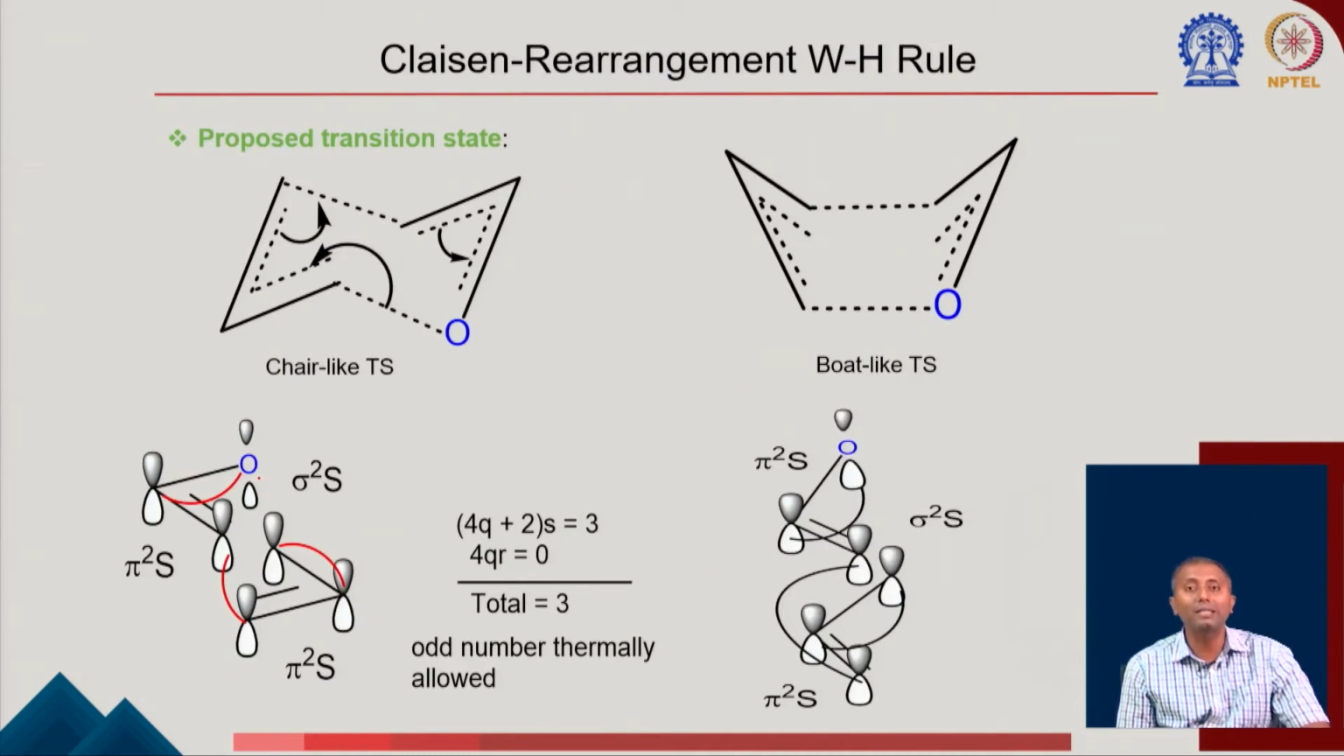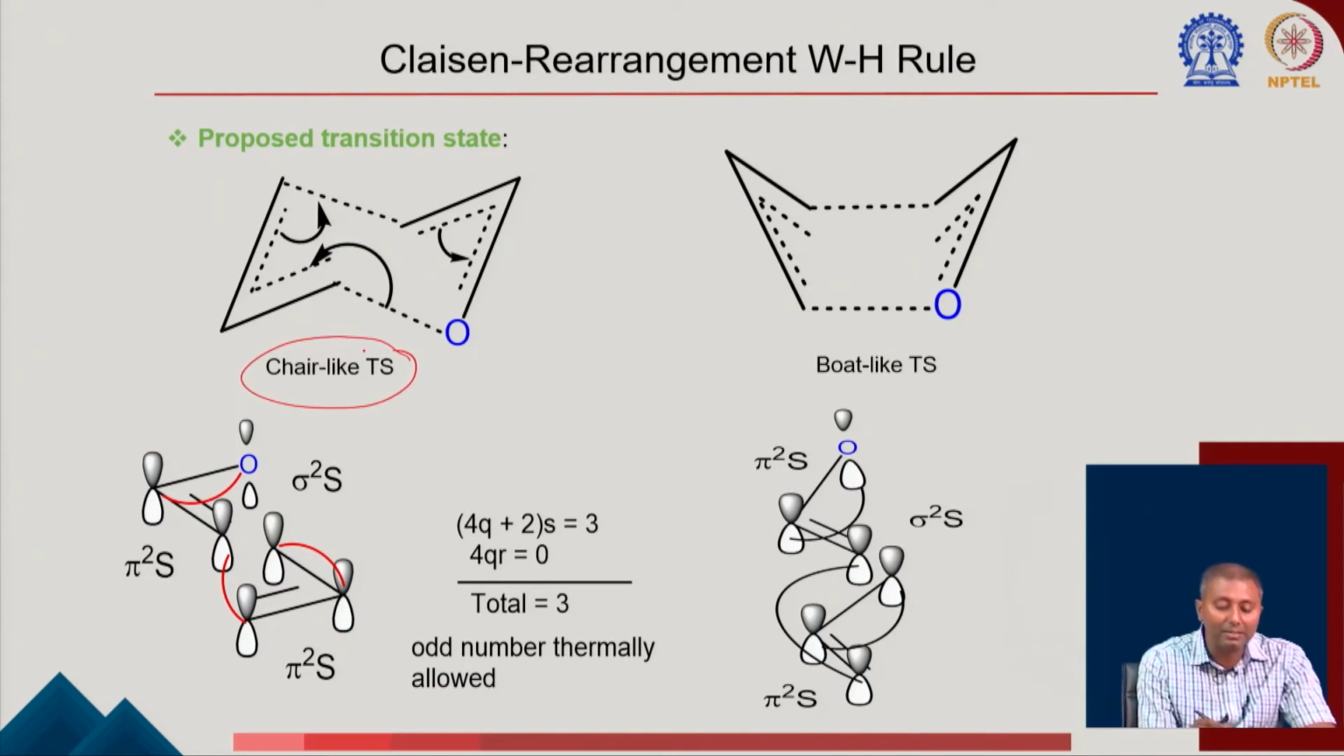As I told in the last slide, I am going to talk about the transition state. The reaction goes by a chair-like transition state. Also, we can explain this reaction through a boat-like transition state. Here you can see there will be a formation of this carbon oxygen double bond, there will be breakage of this sigma bond here, and then there will be formation of a sigma bond here.